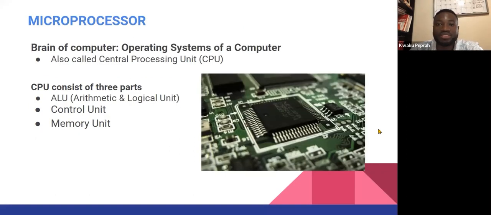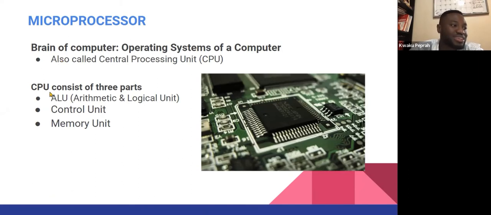Now, let's talk about the microprocessor. The microprocessor, as you can see in this picture here, is also known as the brain of a computer, right? If you take the computer as a human being, the computer also has a brain, and it is called the central processing unit. That's how you process data, and that's how you are able to get a computer to function.